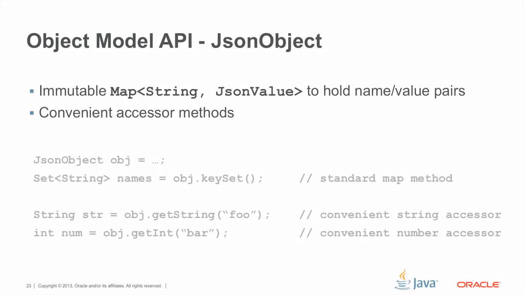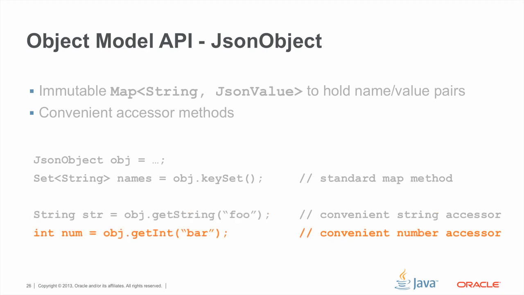So JSON object is primarily a map interface to hold name value pairs. And we also made this an immutable map object. So you could access any of the name value pairs using map methods, or we could also use some of the convenient access methods that are available on JSON object. So let's take an example. For example, you have a JSON object and you want to get the list of names. You could use the keySet method, which is a standard map method. You know that there is a name value pair, the name being foo and the value being a string. You could use JSON object.getString and pass the foo name. You will get the corresponding string value.